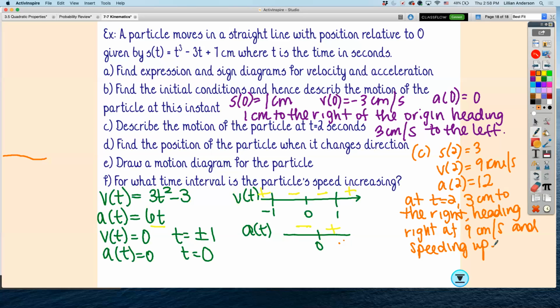But I can still be accelerating, because the signs are both positive. Remember, when the signs of velocity and acceleration are positive, that means we're increasing in our speed. Now, D says find the position of the particle when it changes direction.